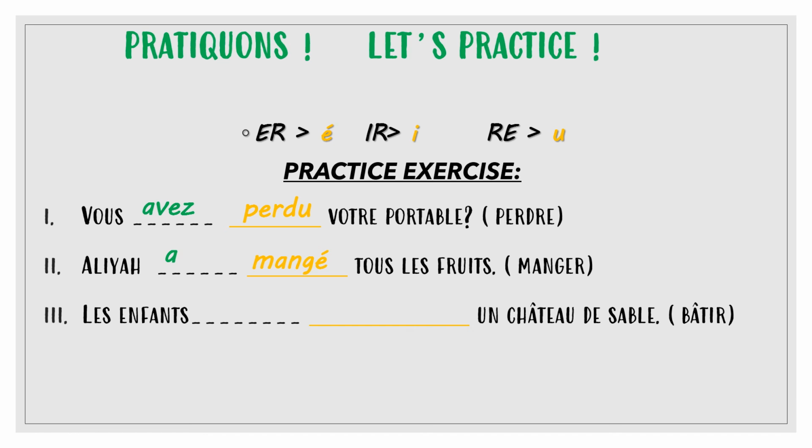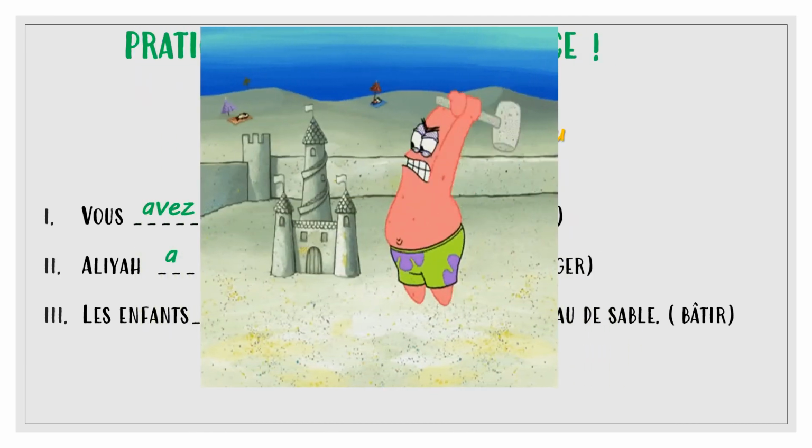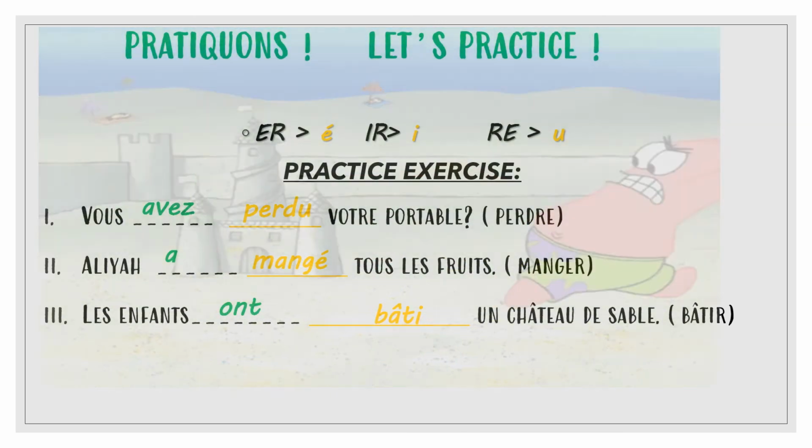So let's go. What is it? We drop the IR and we get an I. Bâti, past participle of bâtir. So we say les enfants, ils ont bâti un château de sable. Les enfants ont bâti un château de sable. That was easy, right? The children built a sand castle. And then Patrick came and destroyed it. Oh my goodness. Rampage. Okay.